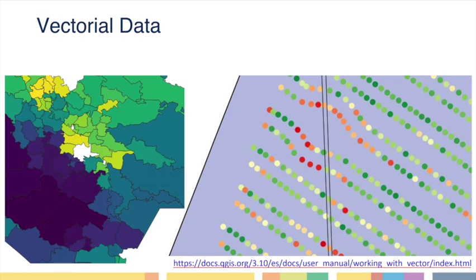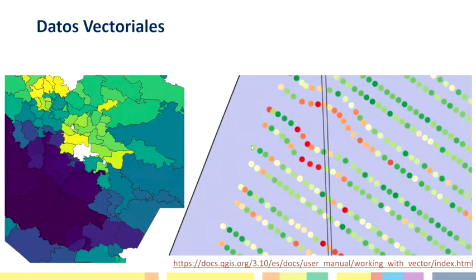So let's begin with seeing how to manage geographical data and how they can be represented in the context of a system for geographical information representation. And the main things that we're going to see would be the vectorial data and the raster type of data. So let's begin with the vectorial data.